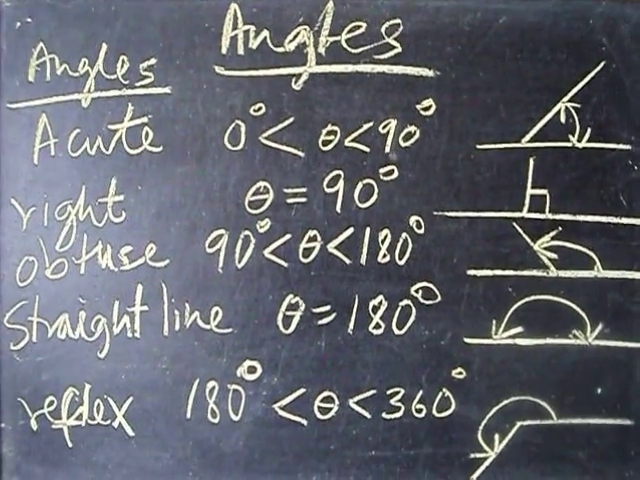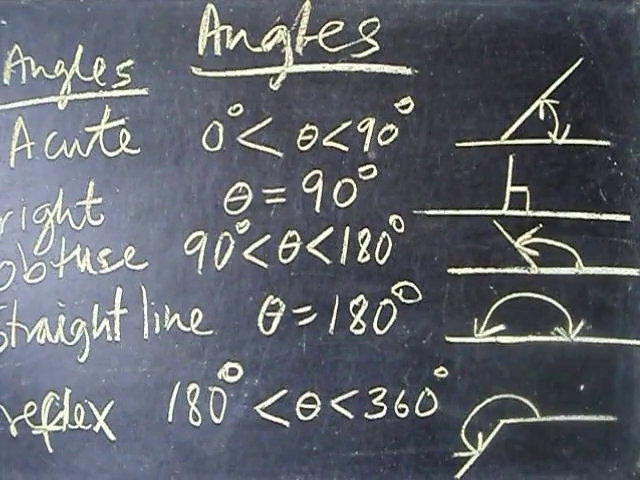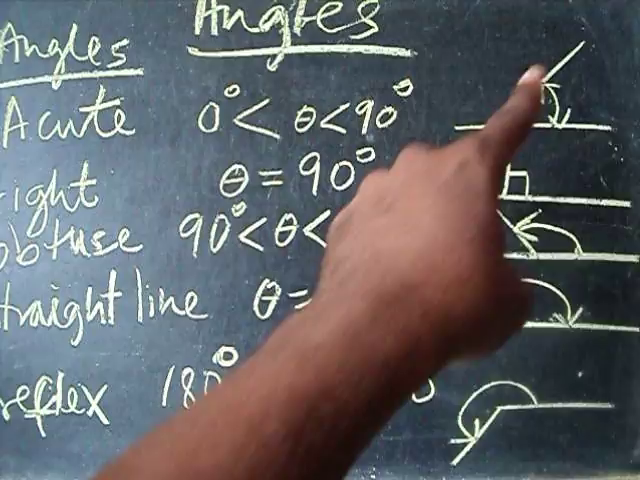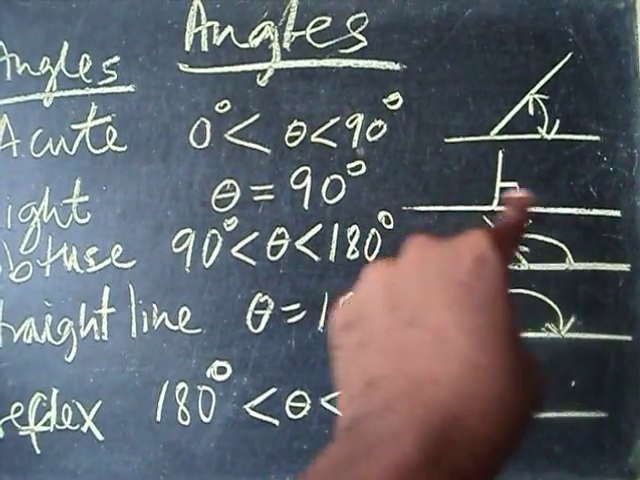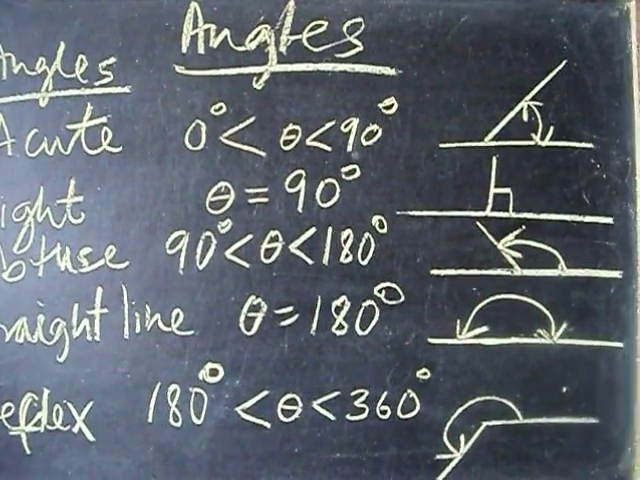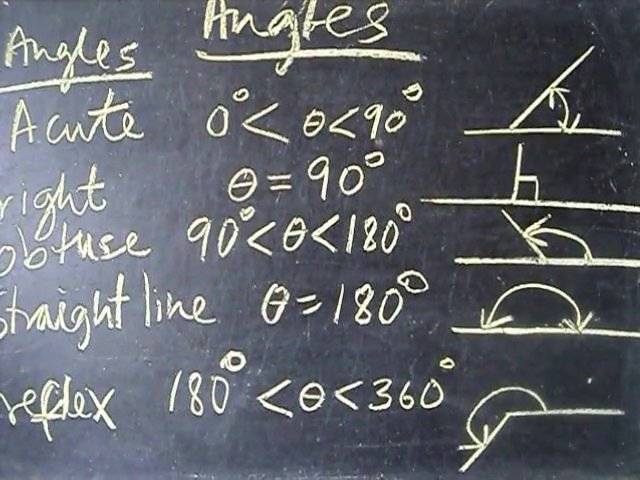Angles. Angles are formed when two straight lines meet. For example, this line and that line form an angle. That line and that line form another angle. This one and that one, another angle, and so on. So when two straight lines meet, you form an angle.